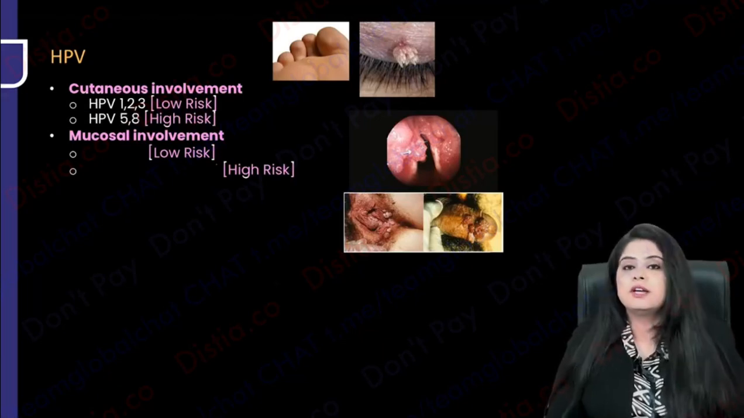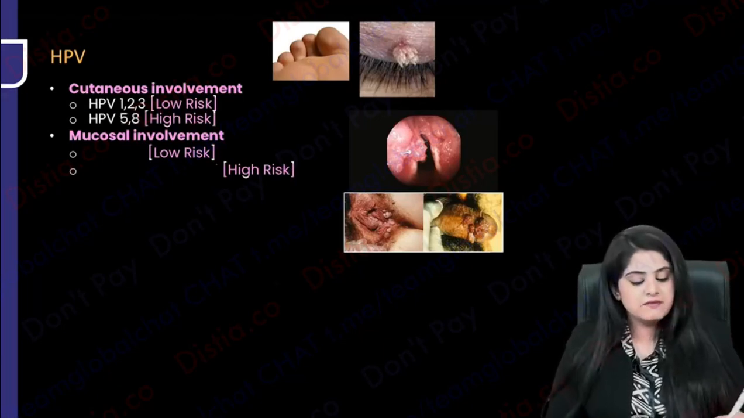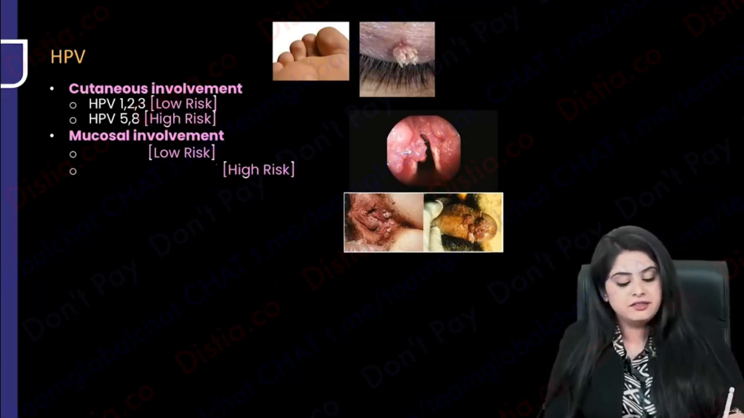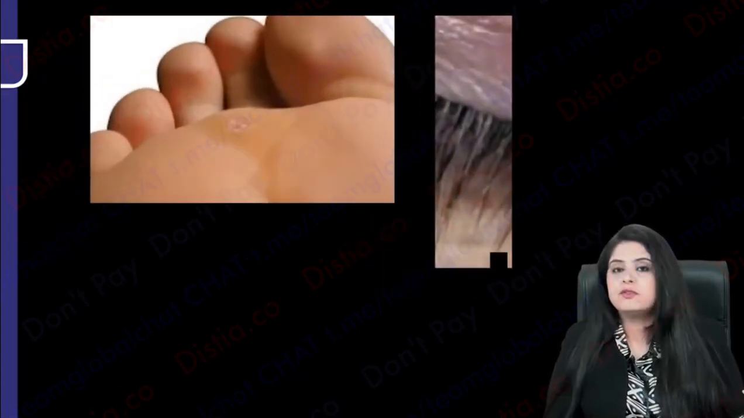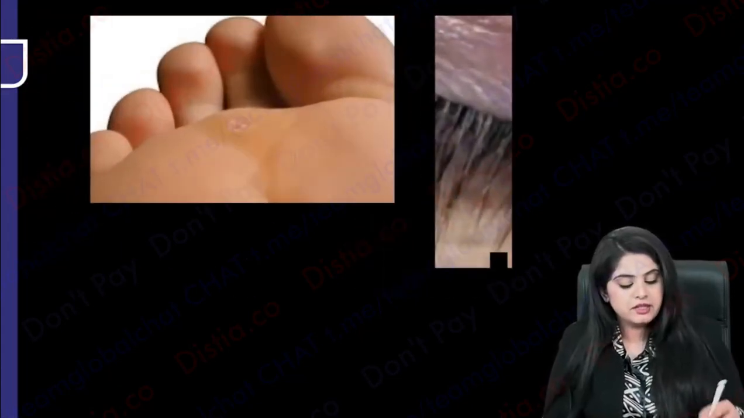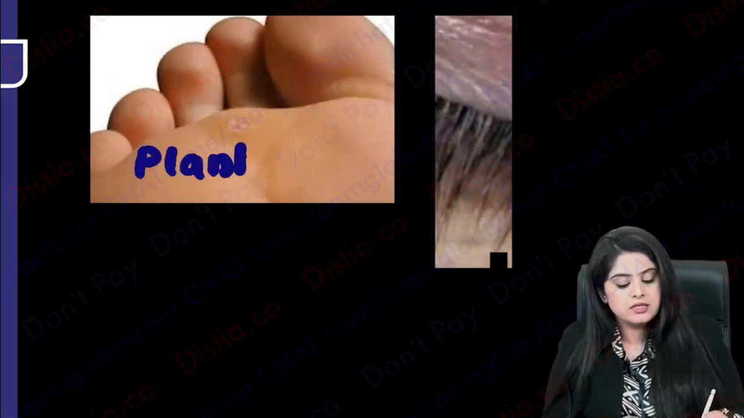Okay? So when I talk about the skin, the low risk ones are the smaller numbers 1, 2, 3, and the slightly bigger numbers are 5 and 8. Okay? 1, 2, 3, 5 and 8. So let's see cutaneous involvement 1, 2, 3. What can happen? Can you see this kind of a wart over here? Yes, because that's occurring on the foot. Can I call it a plantar wart?